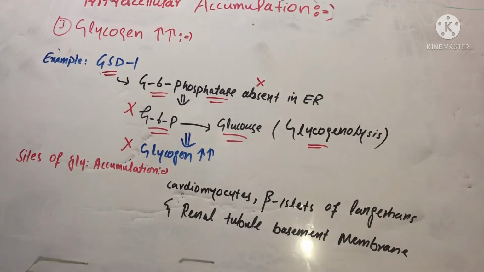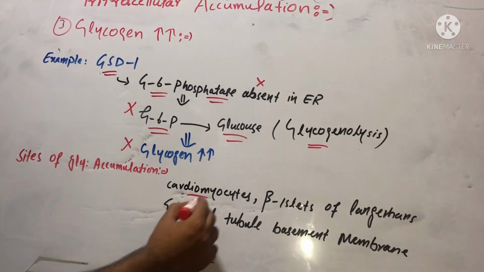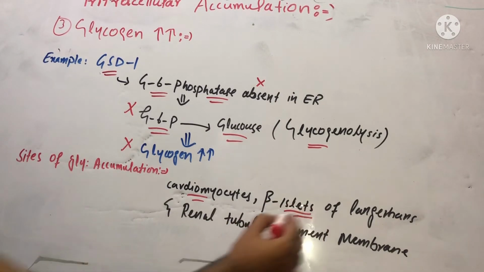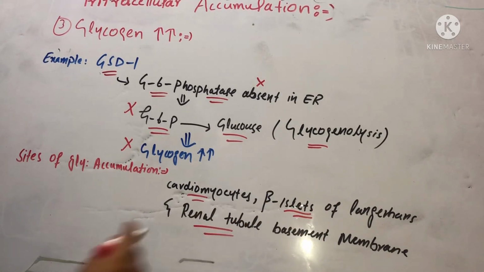What are those sites where the glycogen can accumulate? It is cardiomyocytes, beta islets of Langerhans, and renal tubule basement membrane.